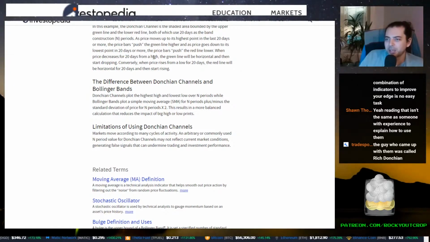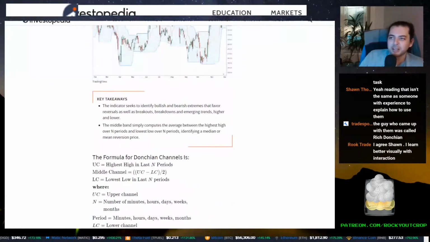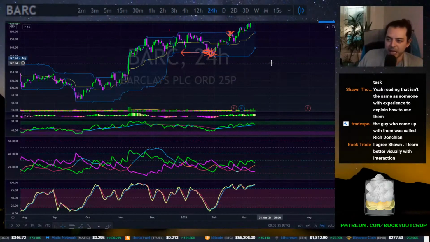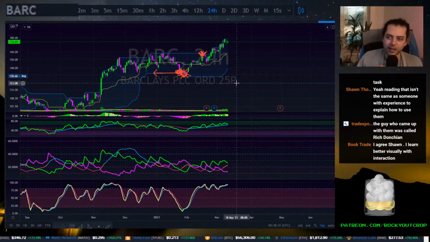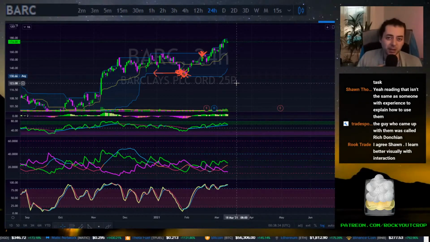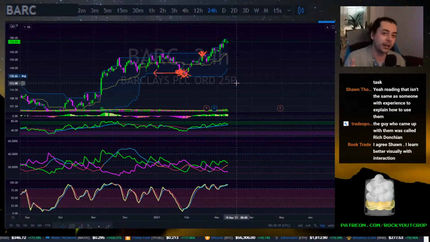When prices decrease for 20 days from a high, the green line will be horizontal, then start dropping. The difference between Donchian Channels and Bollinger. Okay, so in my opinion, that article there is completely and absolutely outright useless. And yeah, I can at least rest happy knowing that my explanation is probably the best one out there on the internet, even though it is a relatively simple indicator. I'm pretty confident I've probably just given it the best. I don't want to blow smoke up my own arse, but I'm pretty confident.